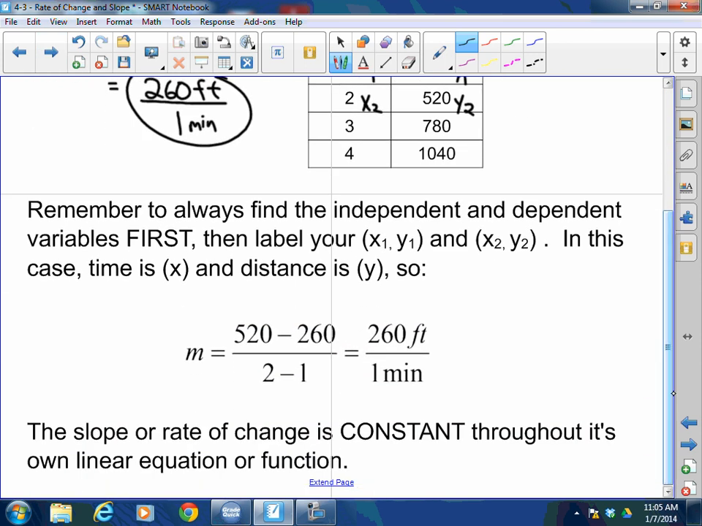I did it all by hand, but I also wrote it out for you guys. Remember to always find the independent and dependent variables first. Remember what I said, time is always independent. Then label your x1, y1, x2, y2. In this case, time is x and distance is y. So I have the formula that I already showed you how to do. And the slope or the rate of change, remember, is constant throughout its own linear equation or function. That slope will never change in that particular equation.